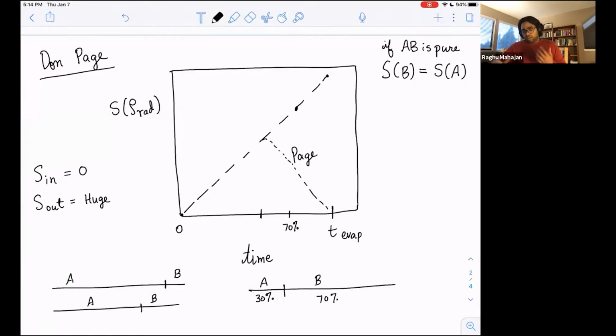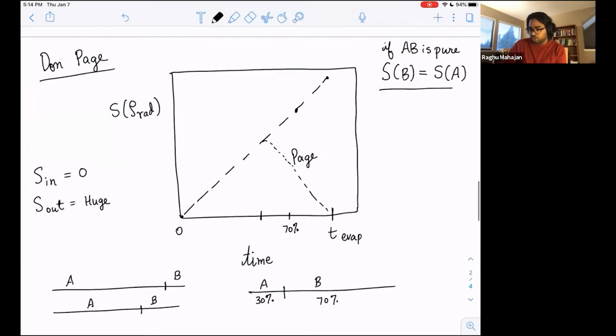Page says after the halfway point, you have too much radiation, there is too little of the black hole remaining, and there is not enough room to satisfy this equation, S of B equals S of A. So this tent-shaped curve, in what I highlight here in yellow, is famously called the Page curve. And this up here is Hawking.